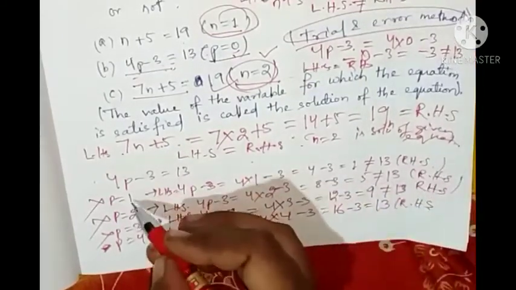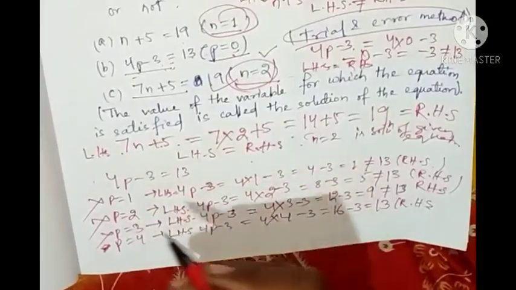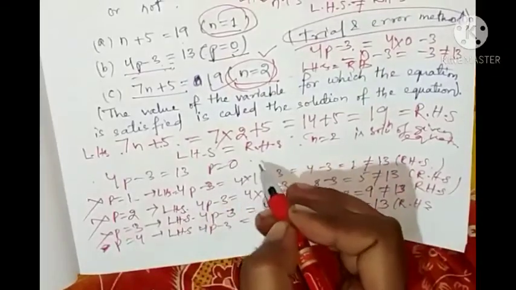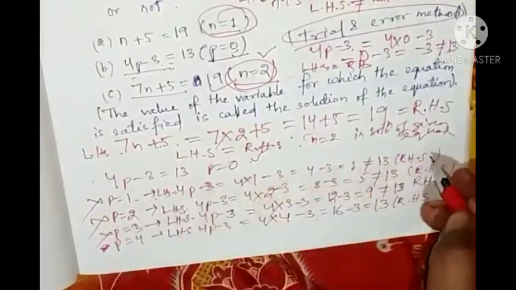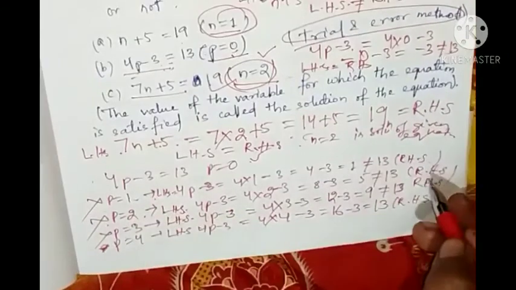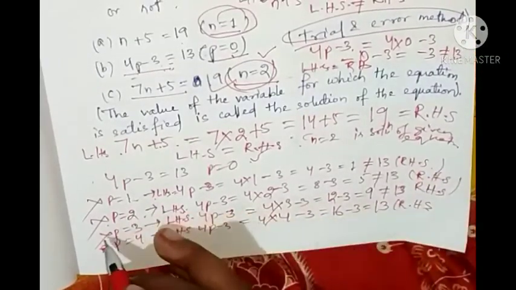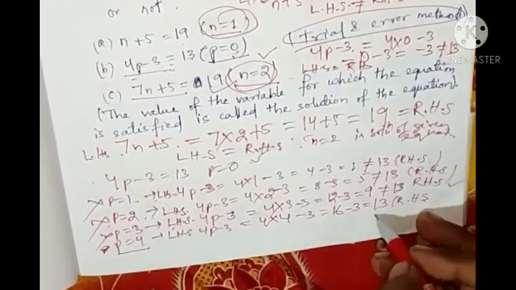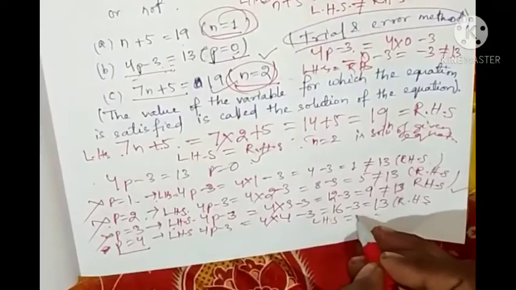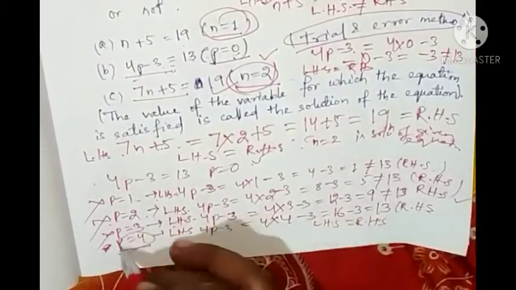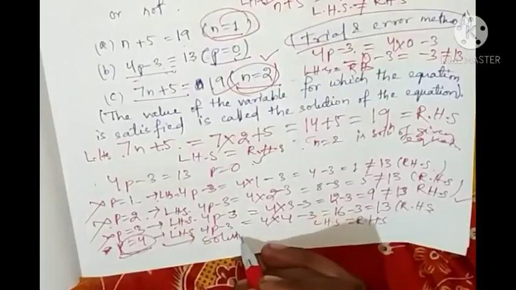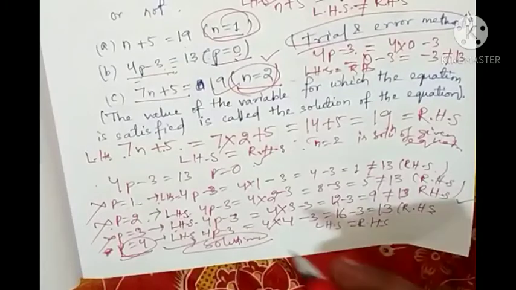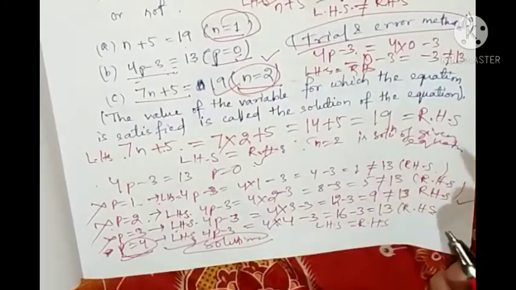So after trying several times, means we are trying. First we tried p equal to 0, we got error. Then p equal to 1, that is also not the solution. p equal to 2, that is also LHS not equal to RHS. p equal to 3, that is also not the solution. Then p equal to 4, here we found LHS equal to RHS. That's why p equal to 4 is a solution of this equation. So by using this trial and error method, we can find out the solution of an equation.